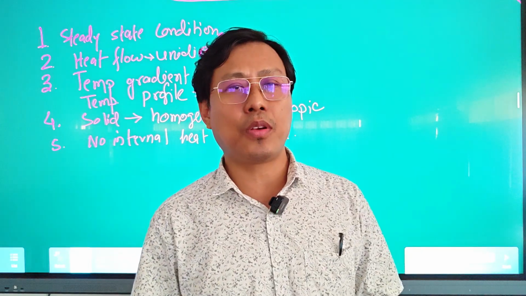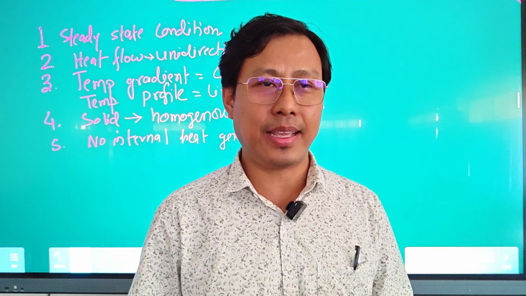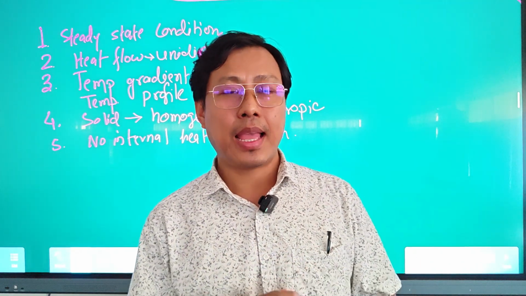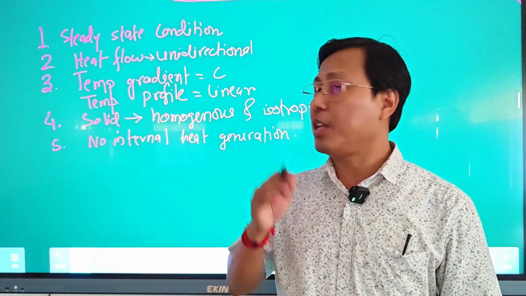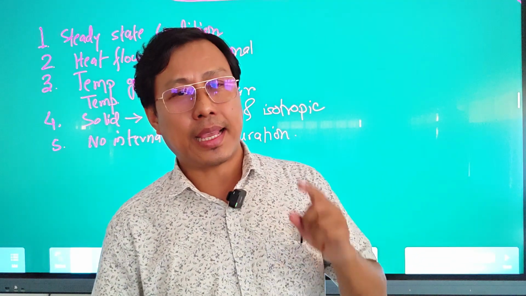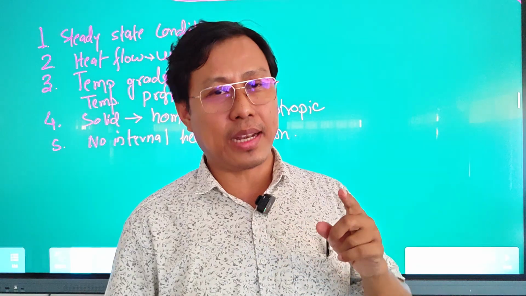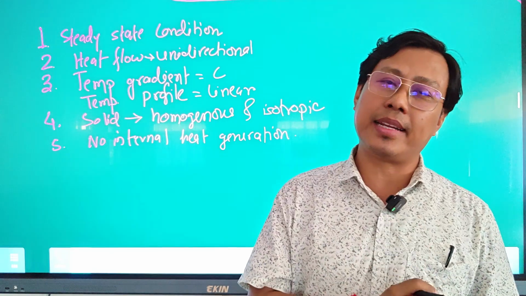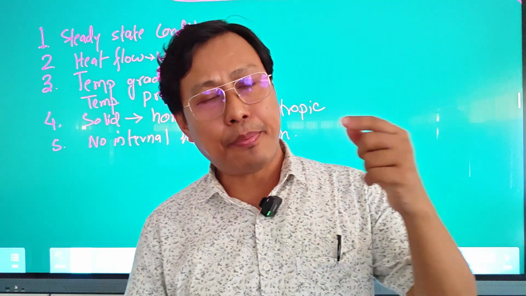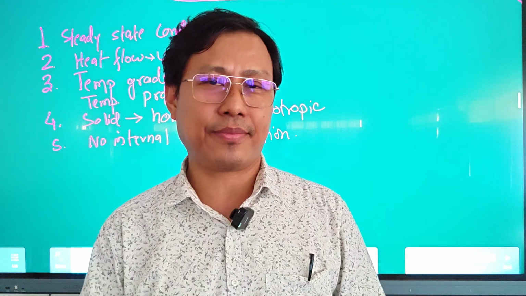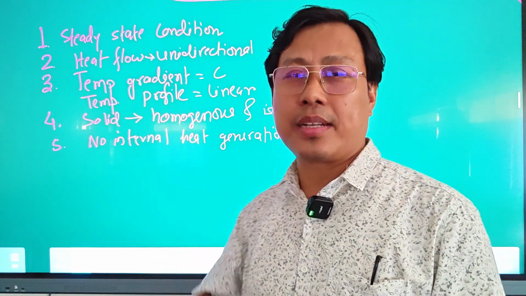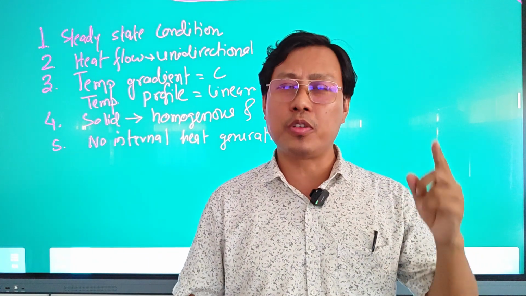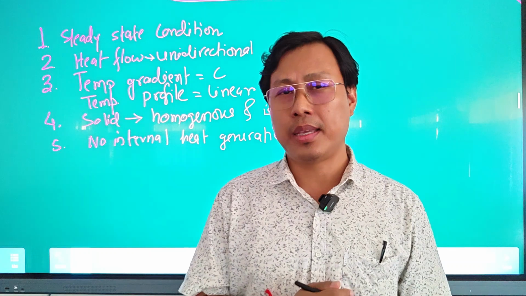The first one is the condition must be steady state. Okay, that means the temperature will not change with respect to time. And the second condition is unidirectional heat flow. That means the heat flow will always occur in one direction only. In the third one, the temperature gradient is constant. At the same time, the temperature profile will remain linear. Okay, and the material through which heat transfer is going on will be homogeneous and isotropic.